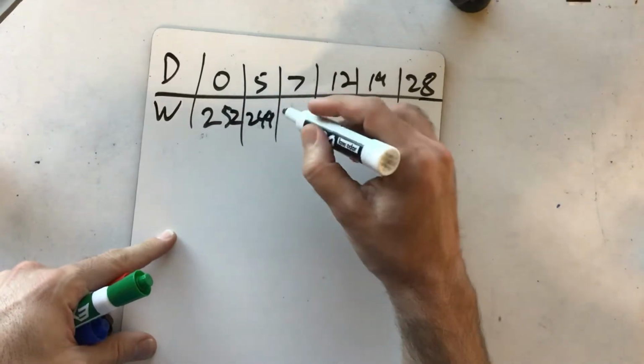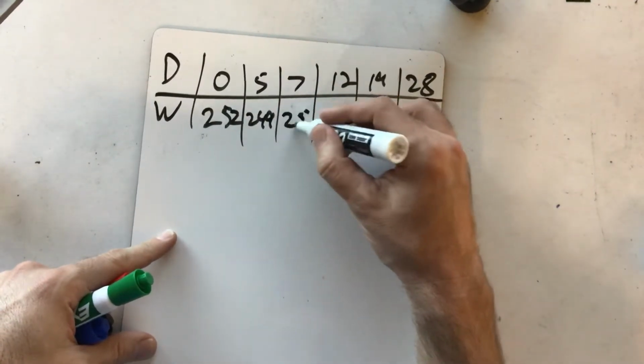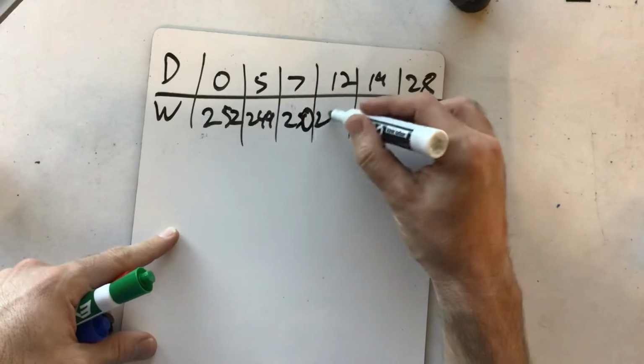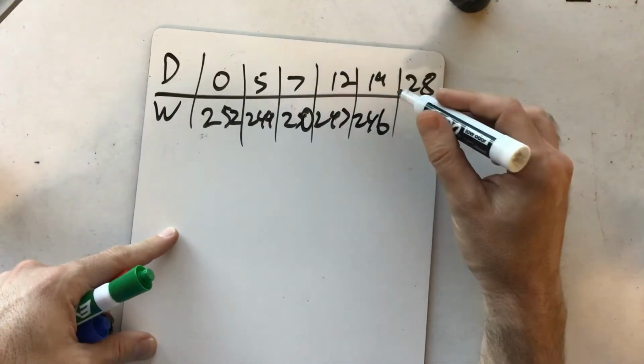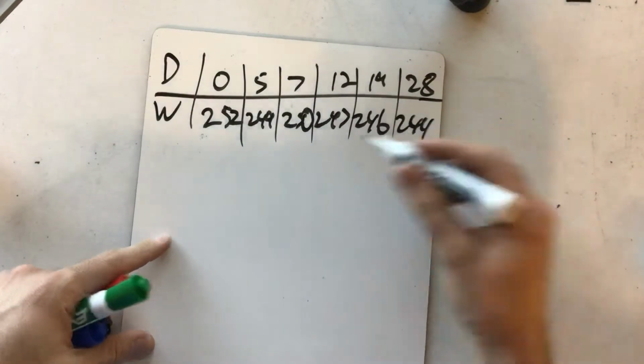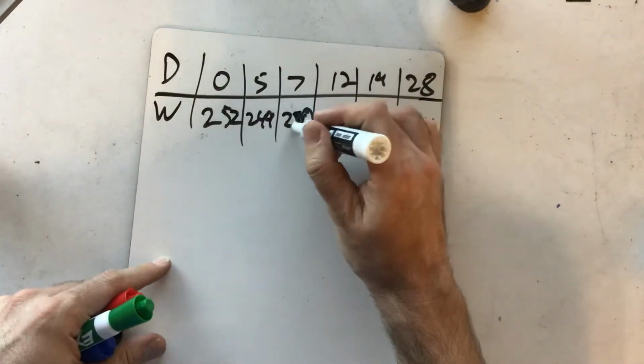249, 250, 247, 246, and 244. Okay, so here's all the numbers that I had on our table.